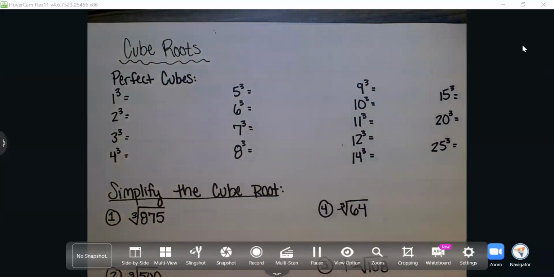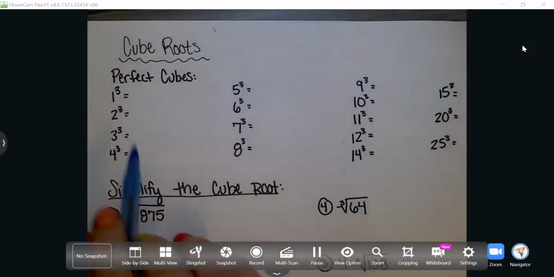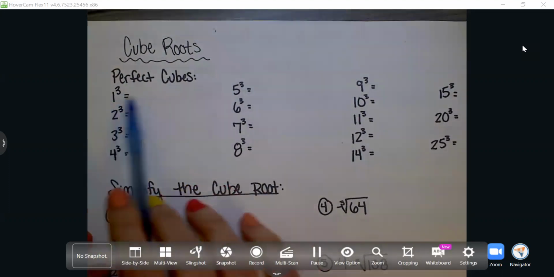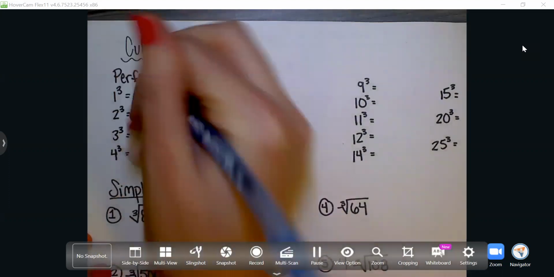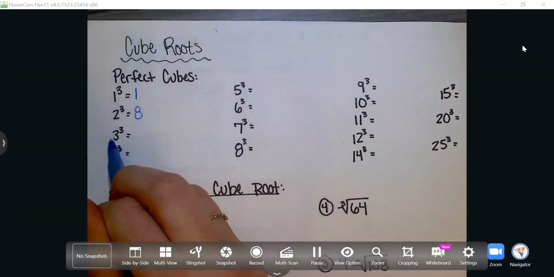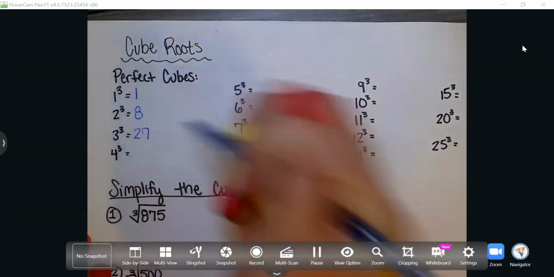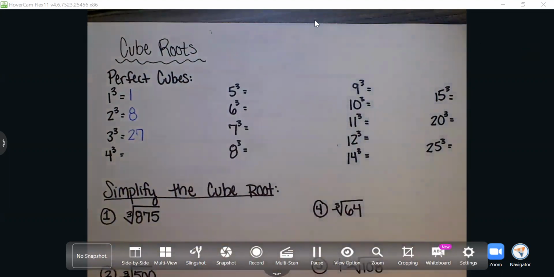For the second half of this lesson, we're going to do something called cube roots instead of square roots. So let's talk about our perfect cubes. Let's list them all out. 1 times 1 times 1 is 1. 2 times 2 times 2 is 8. 3 times 3 times 3 is 27. Go ahead and pause the video and fill in the rest of these perfect cubes.